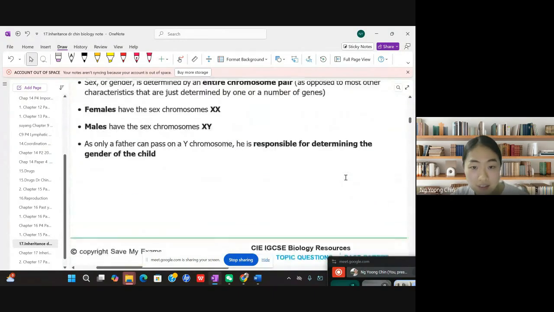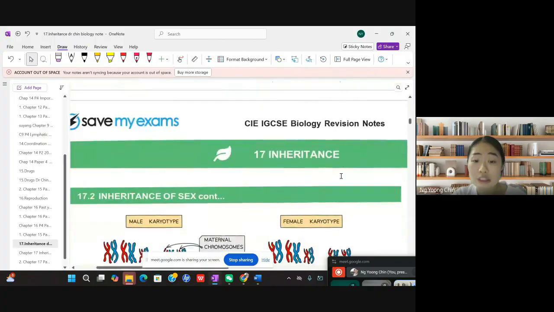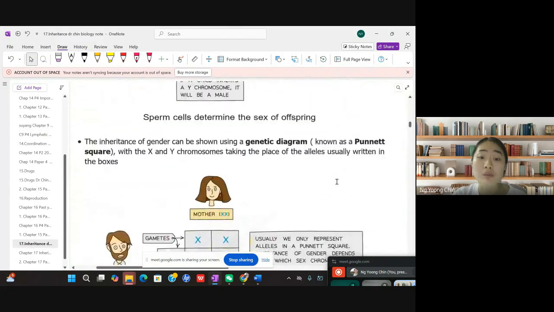So that's why the sex of the child is actually determined by the father, because only the father can pass on the Y chromosome, which is the smaller chromosome.